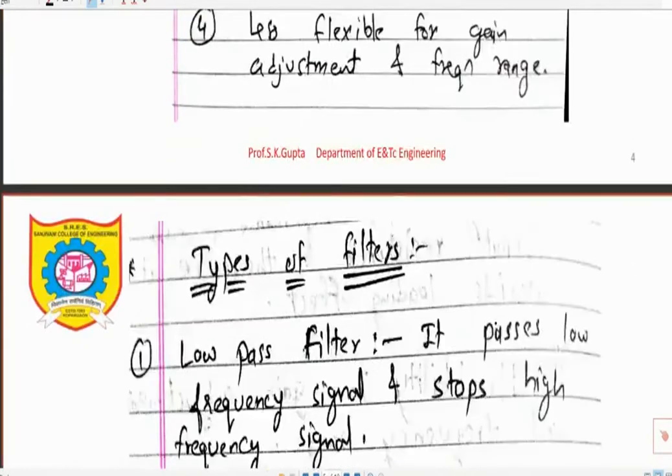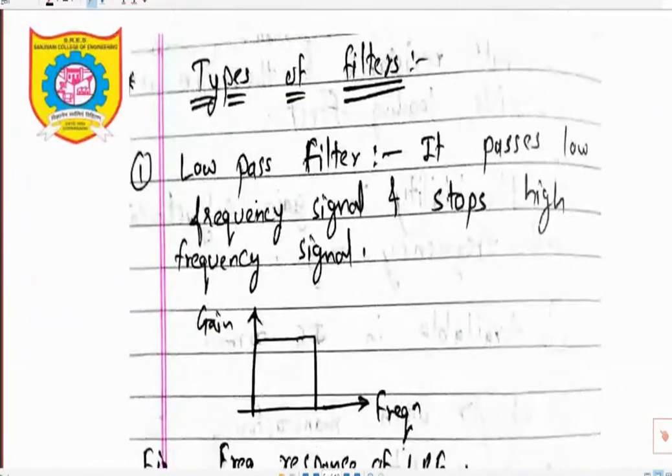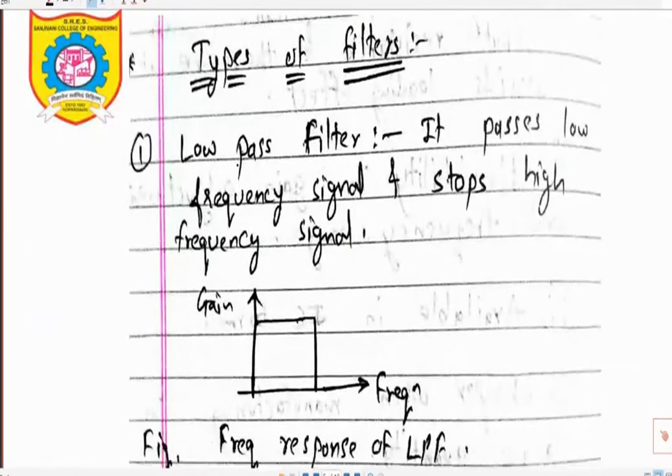Okay, so types of filters. The first type is the low pass filter. As its name indicates, low pass filter. So what it will do? It will pass low frequency signal and stops high frequency signal, because it is a low and pass. Pass means okay, you can go, right? So pass meaning is we can pass the signals. So it is passing low frequency signal and it stops high frequency signal.